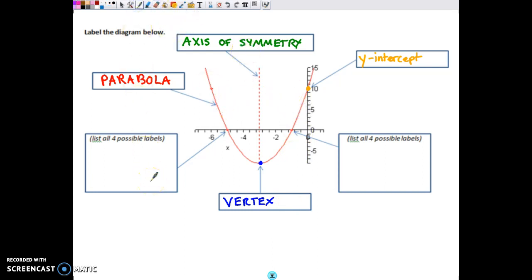All right? Now there's 4 names for the thing I'm about to point out. Right here and right here. What's happening? The parabola is touching the x-axis. There's the x-axis, here's the y-axis. And that's called my x-intercept.